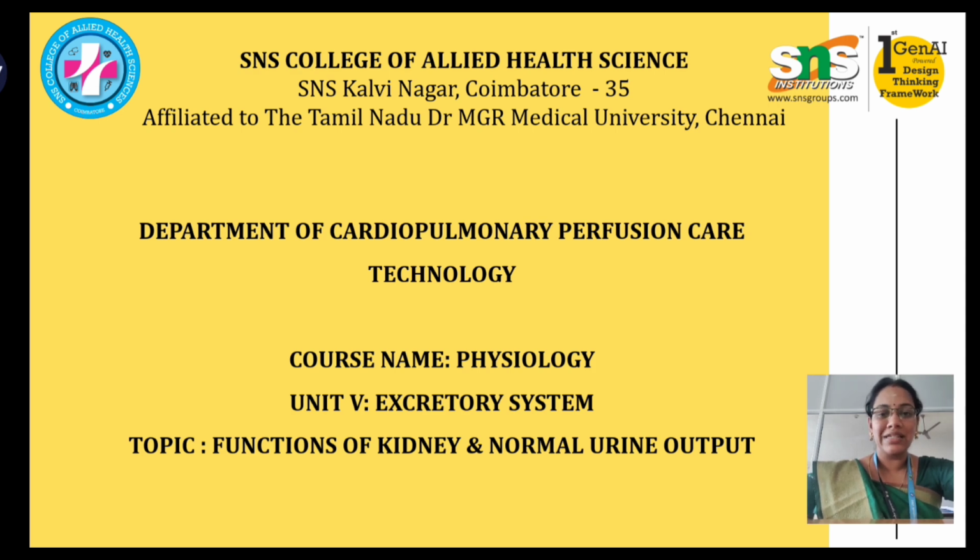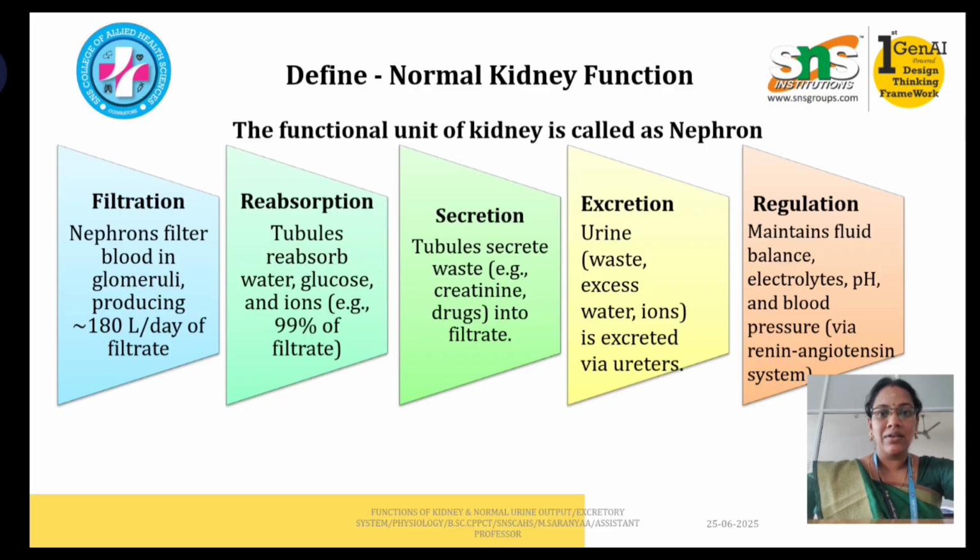Today we are going to discuss a topic on functions of kidney and the normal urine output. Define. In the define part, we will be seeing about the normal kidney function. The kidneys are bean-shaped organs present in the retroperitoneal region. The function of the kidney is to filter the blood and remove the waste from the body. Our kidney has a functional unit called the nephron. There are millions of nephrons in each kidney which help the filtration process.